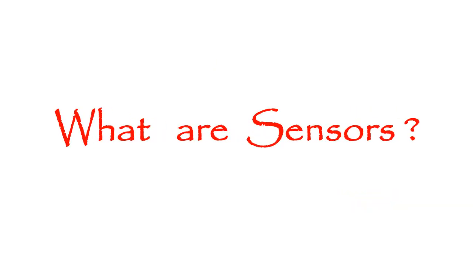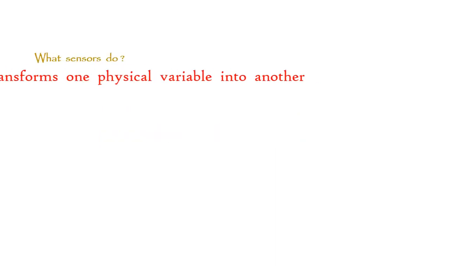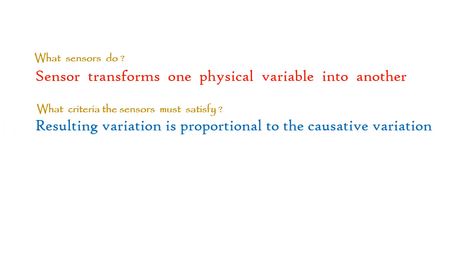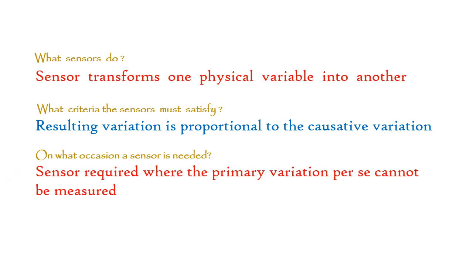Now to begin with, let's see what are sensors. A sensor is a device or a contrivance that is used to transform one physical variable into another, such that the resulting variation is proportional to the causative variation. The transformation is required in cases where the primary variation cannot be measured. After the sensor transforms the variation into another form, the resulting variation becomes suitable for measurement.